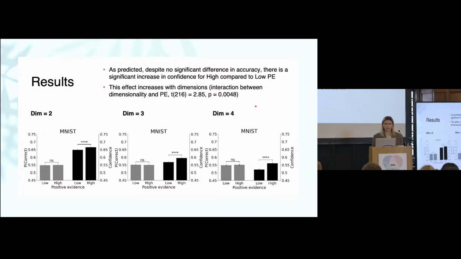So as predicted, despite no significant difference in accuracy between both conditions across all the dimensions, in each dimensionality, neural networks were significantly more confident in the high positive evidence condition, but this difference, the positive evidence bias magnitude, was increasing as we were increasing dimensionality.